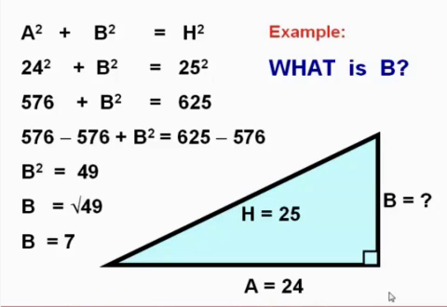So 24 squared plus b squared equals 25 squared. 576 is 24 times 24, plus b squared equals 625, which is 25 times 25. And as before, we remove the number from the left-hand side to isolate the b. So we subtract 576, and we subtract 576 from the right-hand side. 625 minus 576 gives us 49. If b squared equals 49, b is now the square root of 49, which is 7. In other words, the length of side b is 7.